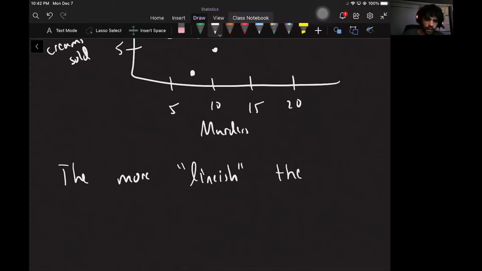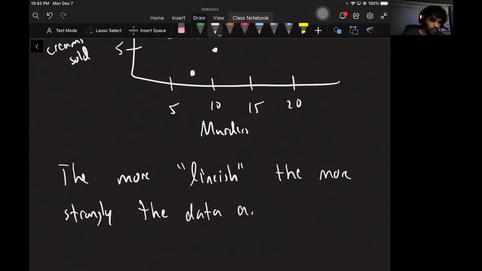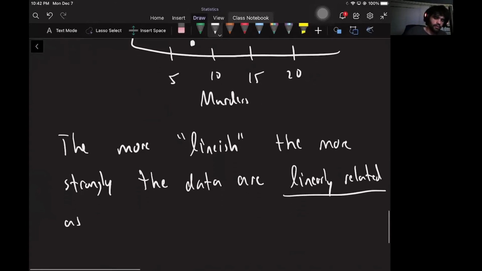Okay, so the more line-ish, the more strongly, that's the keyword that we'll come back to later, the more strongly that the two types of data are linearly related, as opposed to other types of relationships.